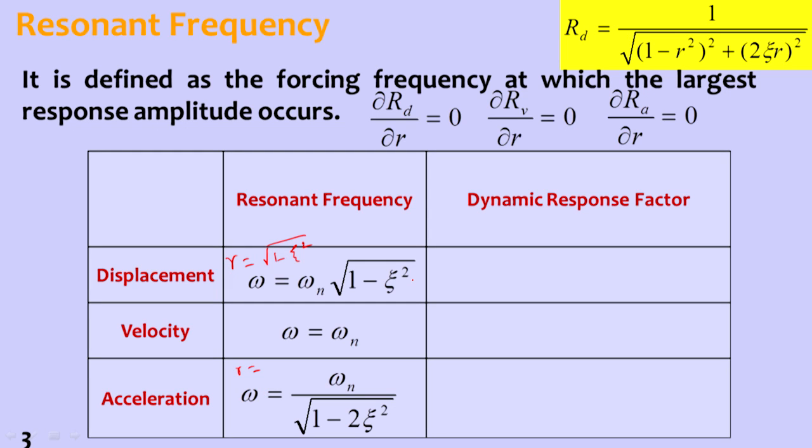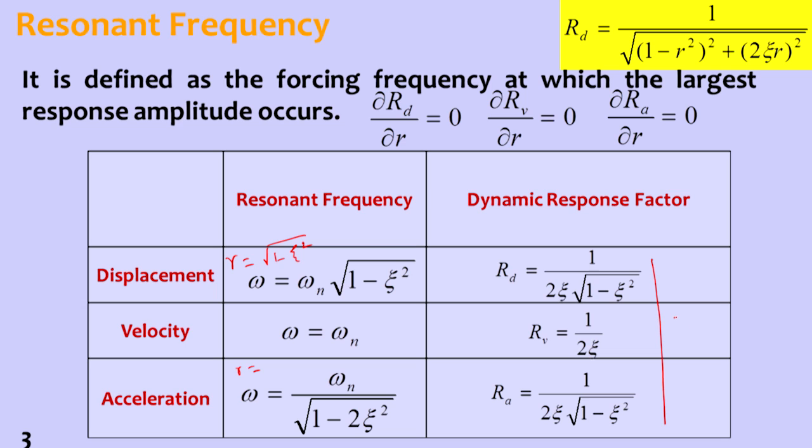Now, what is the value of the dynamic amplification factor at the resonating frequency? As you can see, RD is equal to 1 by 2 zeta under root 1 minus zeta square. That means RD can be controlled with damping at the resonating condition; the velocity response can likewise be controlled by damping, and acceleration can be controlled by 1 by 2 zeta under root 1 minus zeta square. So at resonating conditions, damping controls the amplitude of vibration. In real systems damping will be present; the zero damping condition is the ideal condition.